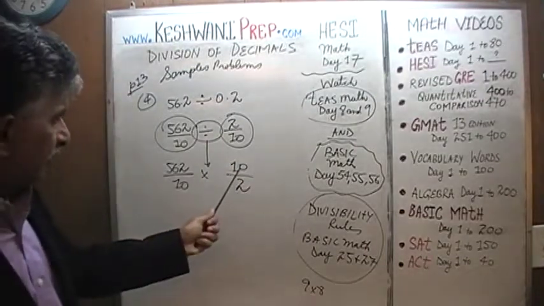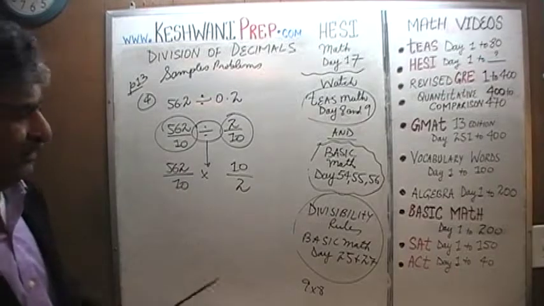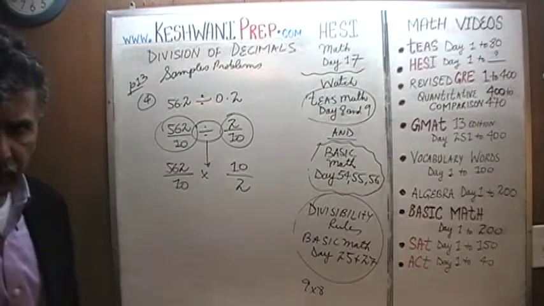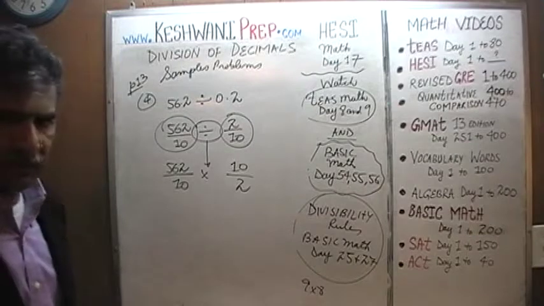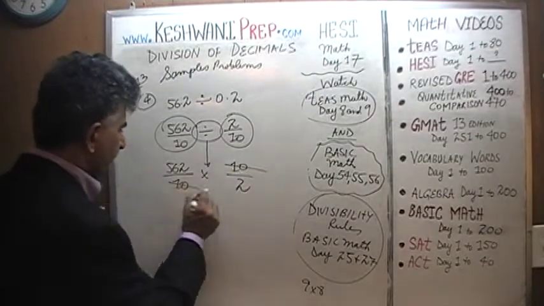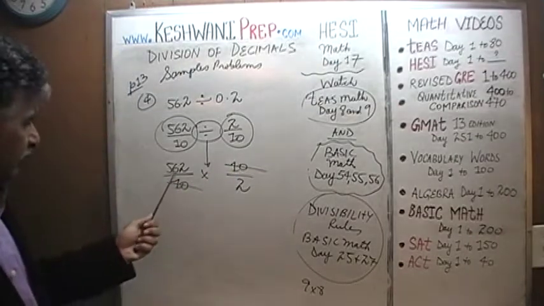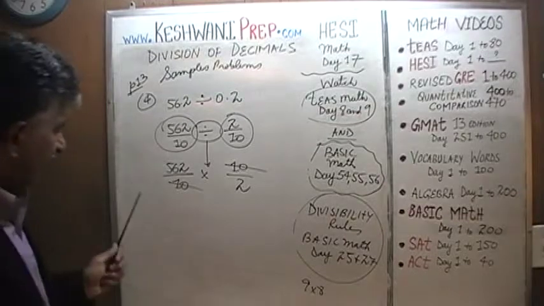How did I catch myself? I caught myself because this 10 is supposed to knock out that 10. We can divide top and bottom by 10, and these two 10s are going to kill each other. They're gone. All we have to do is divide 562 by 2.